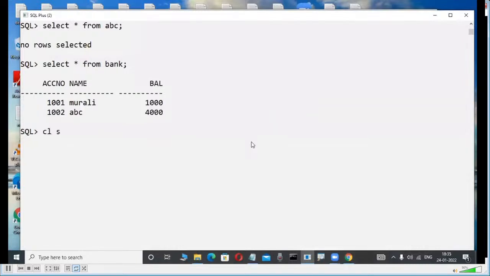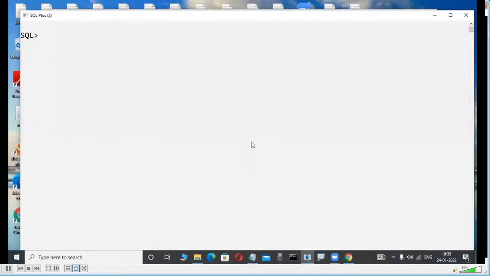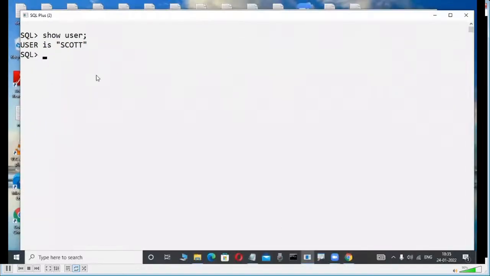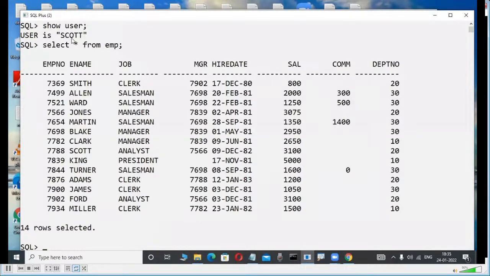Suppose one employee is there, for example. This employee name is Scott. Oracle Corporation gives this as a user. Don't worry, you will be familiar with these users in the future. Scott is an employee, for example, having one table, for example the EMP table. Oracle Corporation gives all these tables; in the future you will be familiar. Don't worry.